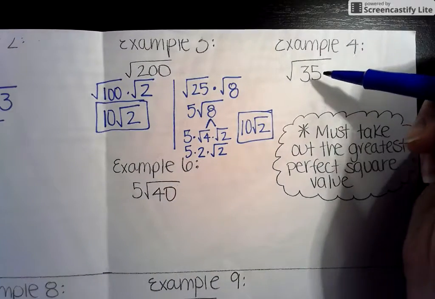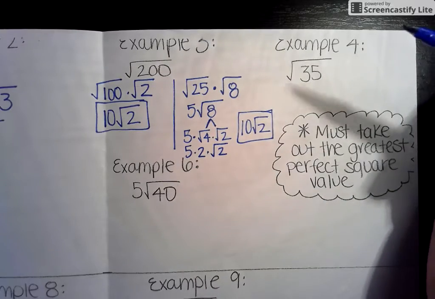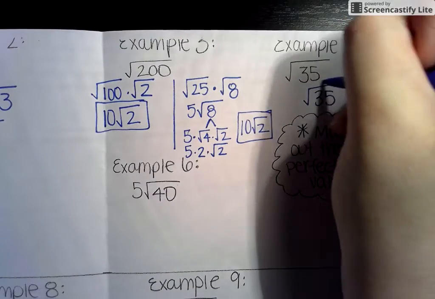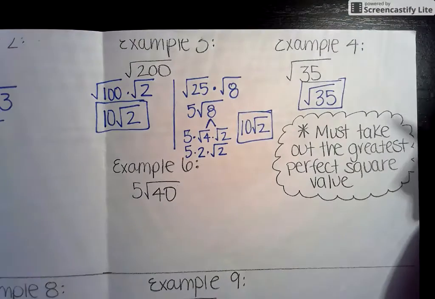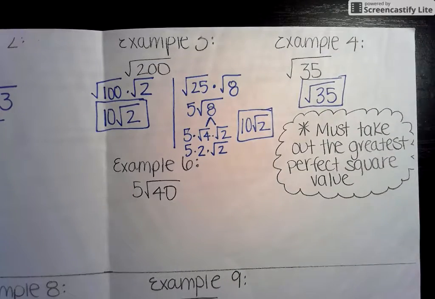Now with the square root of 35, for example 4, you cannot simplify this any further. So the square root of 35 would be the answer. If you think about it, the factors of 35 are 1 and 35, and 7 and 5, and none of them are greatest perfect square values. So that's why the square root of 35 would be the answer.